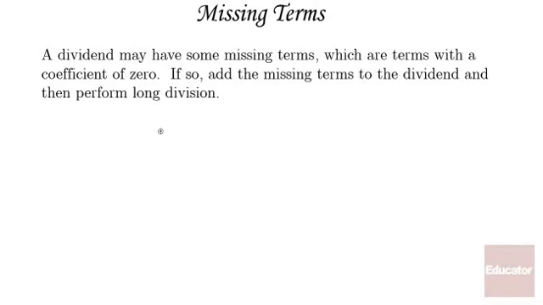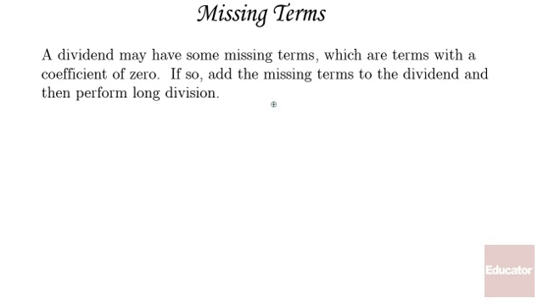Okay, sometimes we have missing terms in the dividend. You can actually have missing terms in the divisor as well, and those need to be handled the same way. But in this course, we're just introducing these concepts, and we're just going to stick with talking about a dividend that may have missing terms. Okay, so missing terms. What does that mean? They are terms with a coefficient of 0. If you have those, you need to add the missing terms to the dividend and then perform the long division.